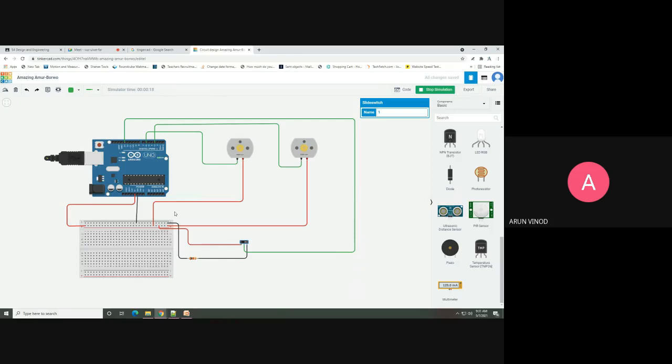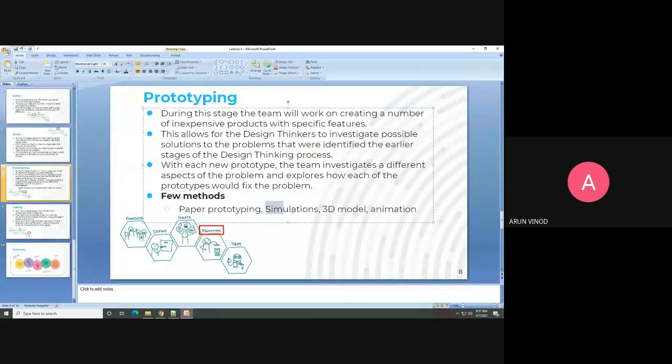So that is the idea behind it, okay? This is what simulations are, 3D modeling. We can make some 3D modeling, so the customer will be able to identify, okay, this is actually the end product.